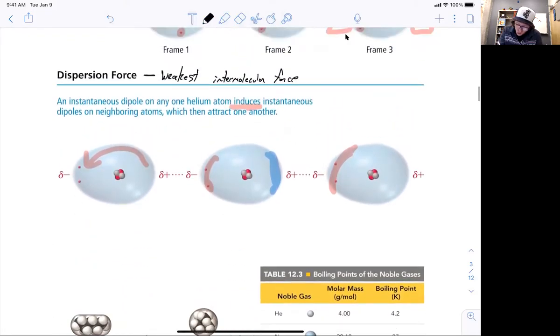Another thing that we should know is that even helium has intermolecular forces. Every atom or molecule with electrons has dispersion forces, which therefore means every chemical.